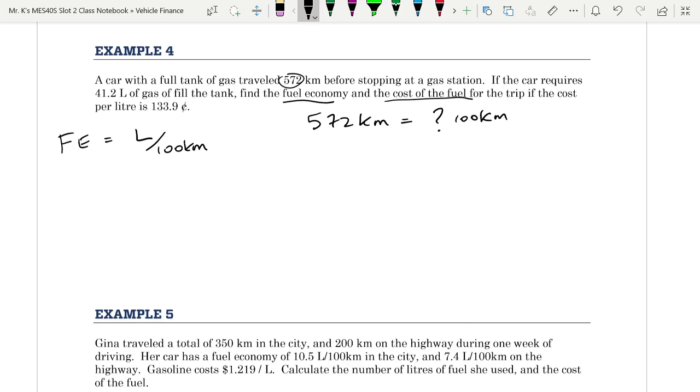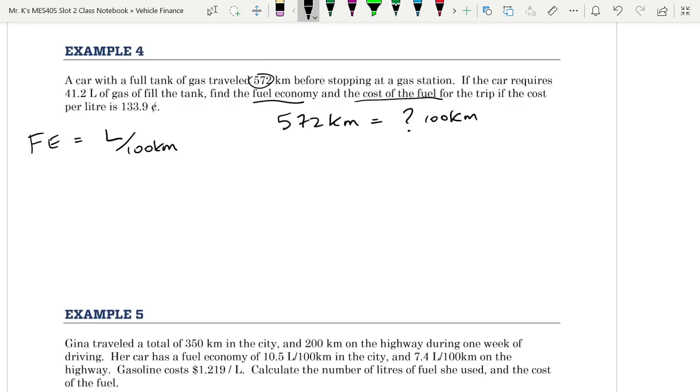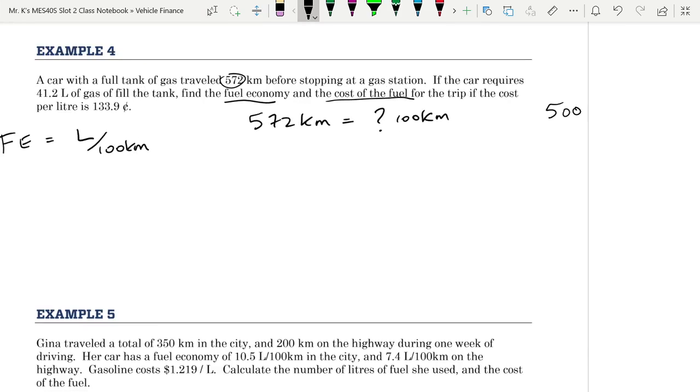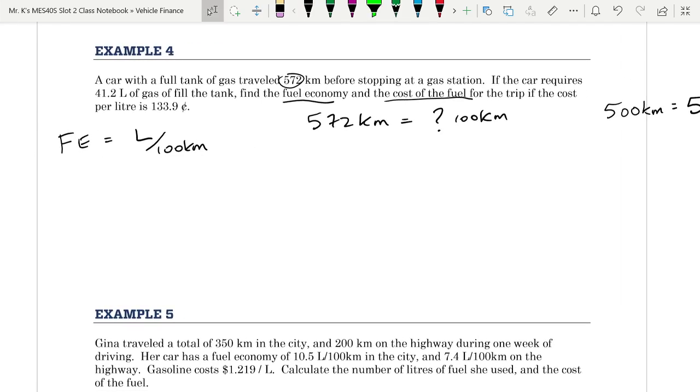And the answer is, anybody? Again, hint, 500 kilometers is equal to 5 hundred kilometers. So 572 kilometers is 5.72. Yeah, that should not be a tough calculation, but it's something people always have a hard time with. So I changed 572 kilometers to 5.72 hundred kilometers. And the number of liters that I just used was 41.2.